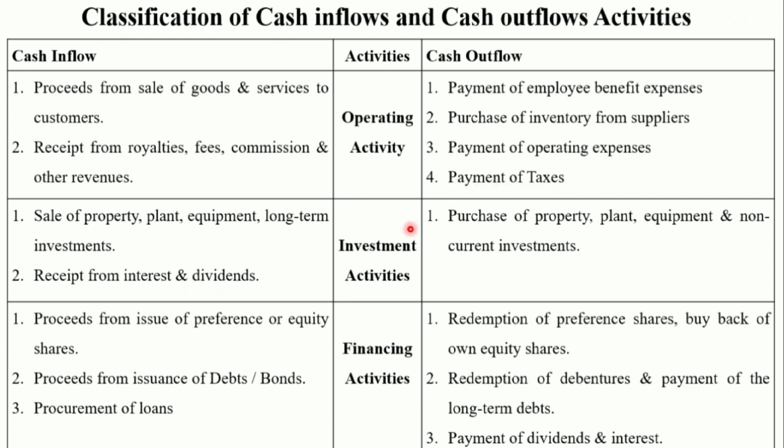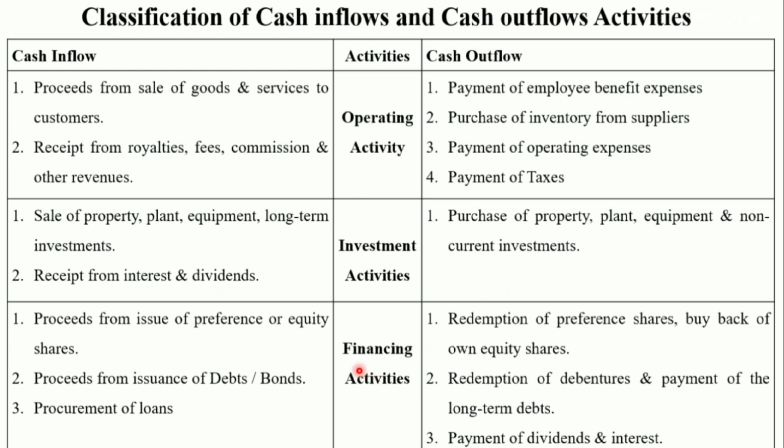Then investment activity. Investment activities are the acquisition and disposal of long-term assets and other investments which are not included in cash equivalents. For example, sale of property, plant, equipment, long-term investment, and receipt from interest and dividend, these are the cash inflow. Then cash outflow: purchase of property, plant, equipment and non-current investment.